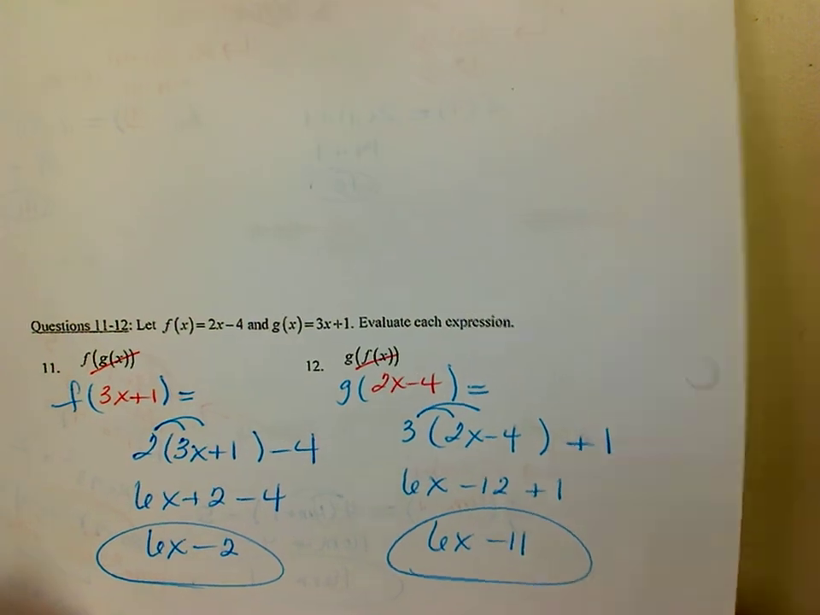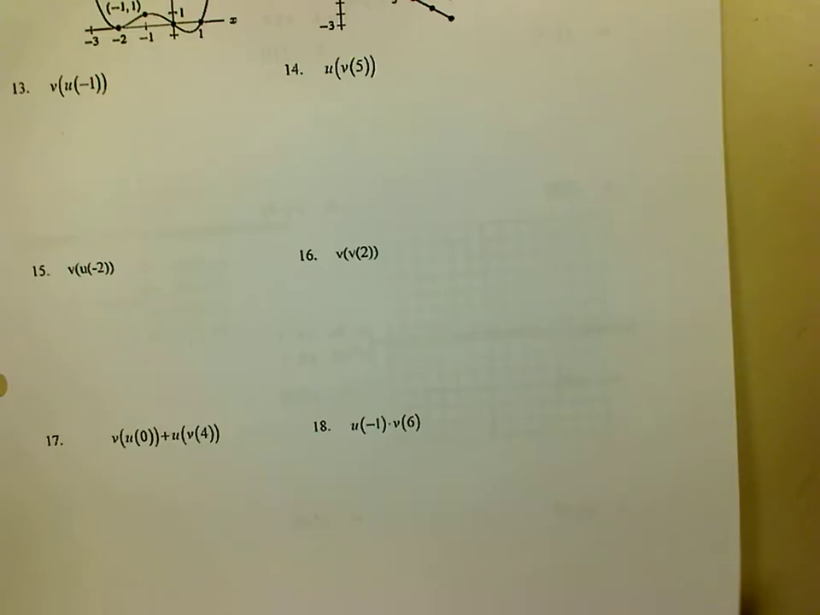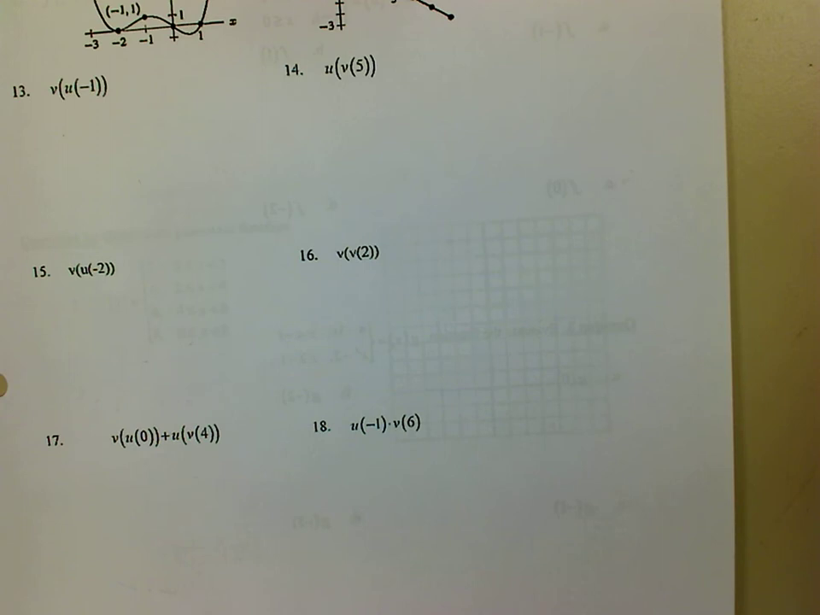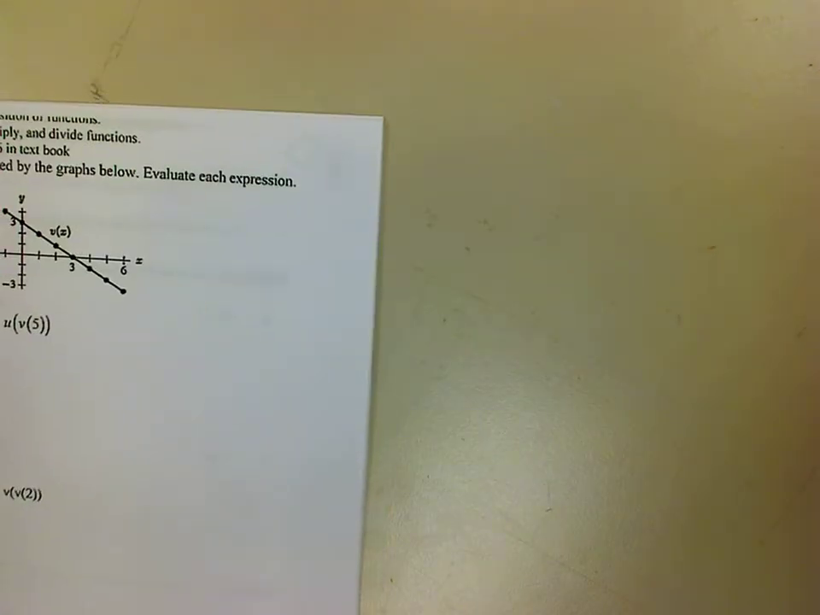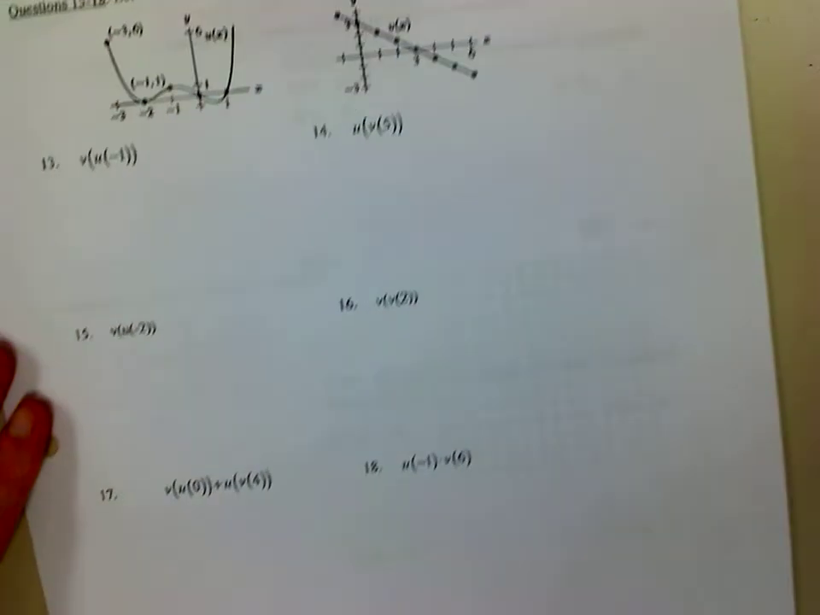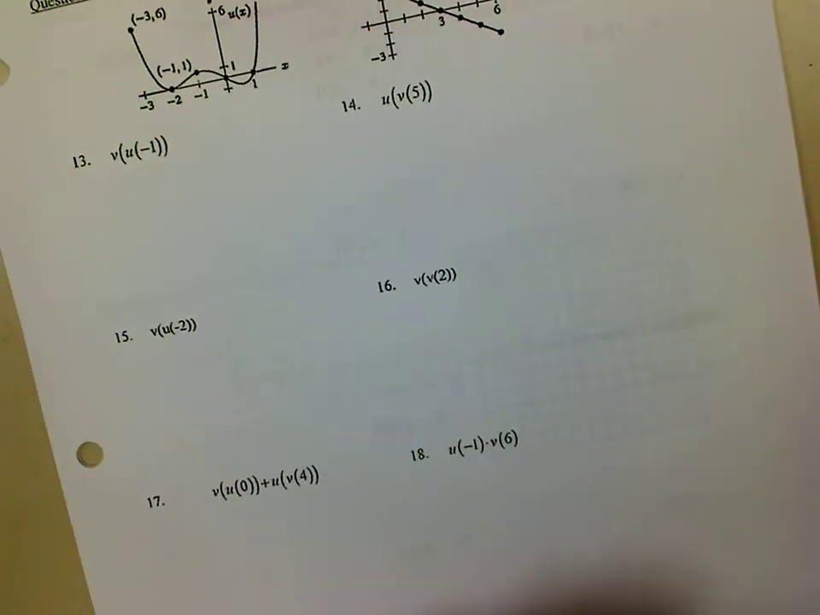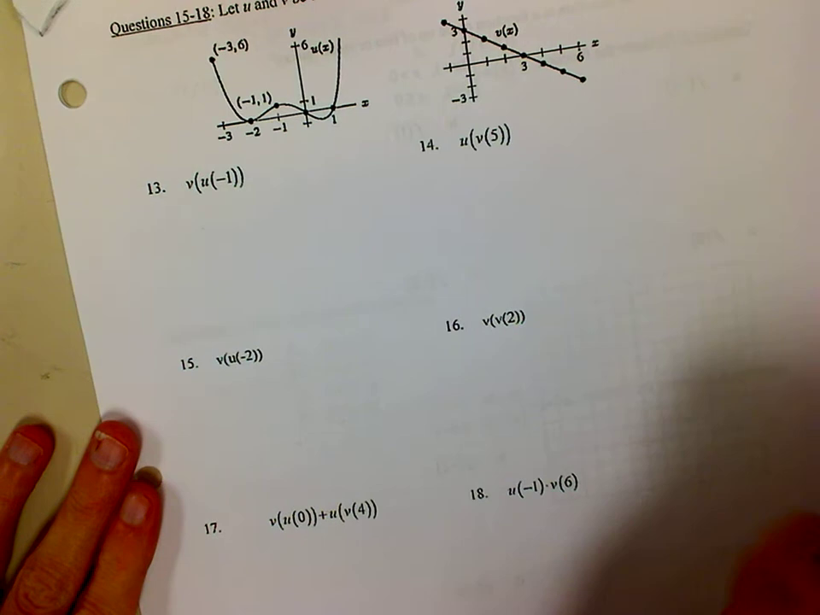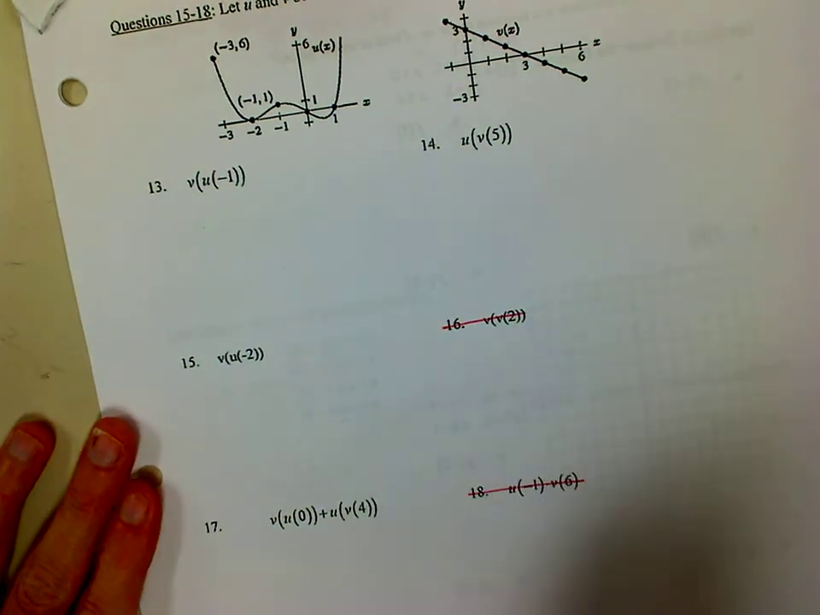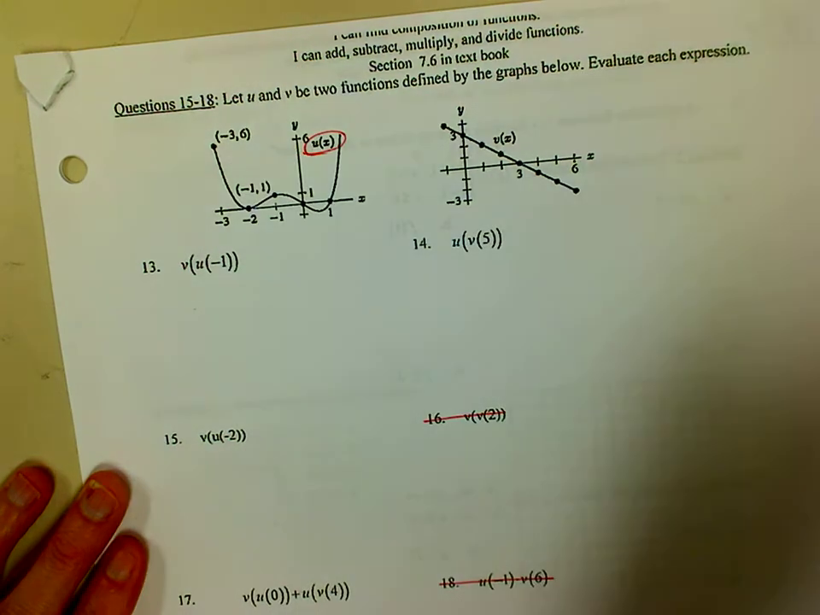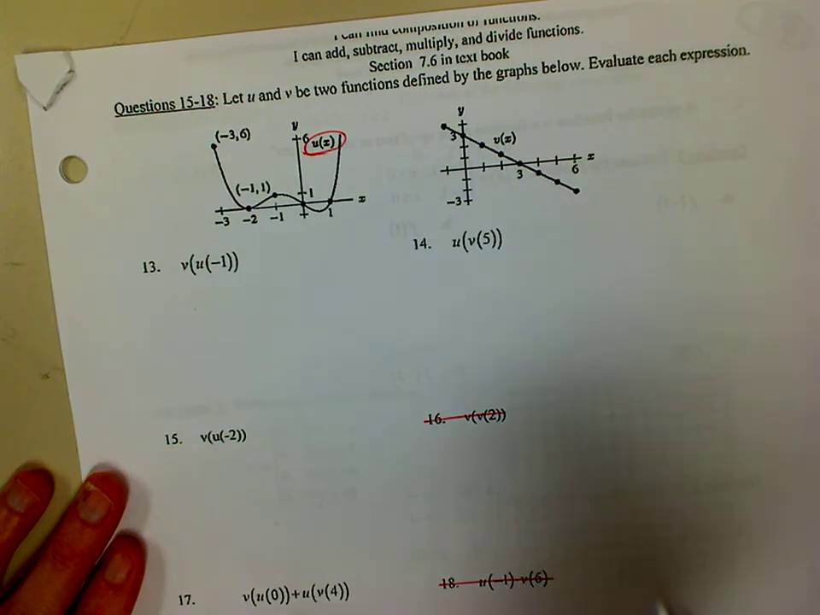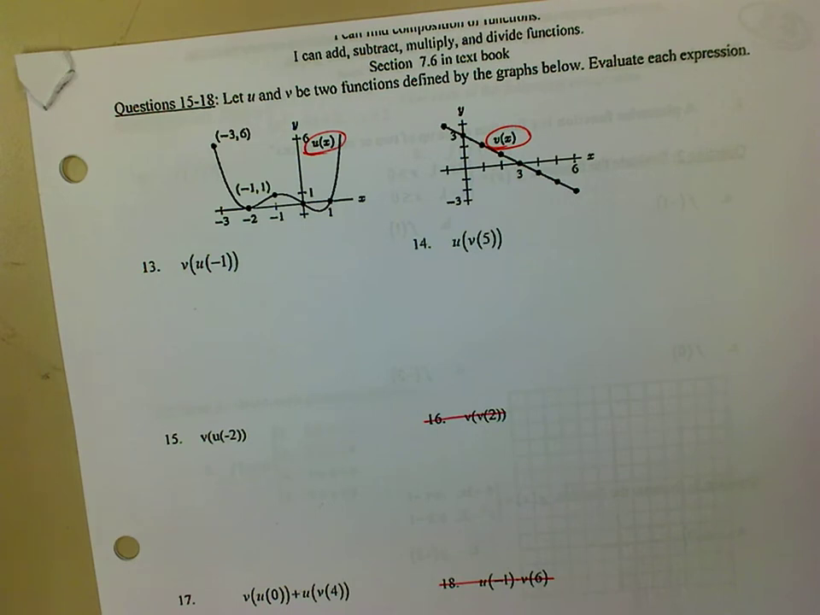Okay, so that's how you substitute with equations. Now we're going to substitute given a graph. All right, let's cross off 16 and 18. Okay, so this graph is u of x, and this graph is v of x.